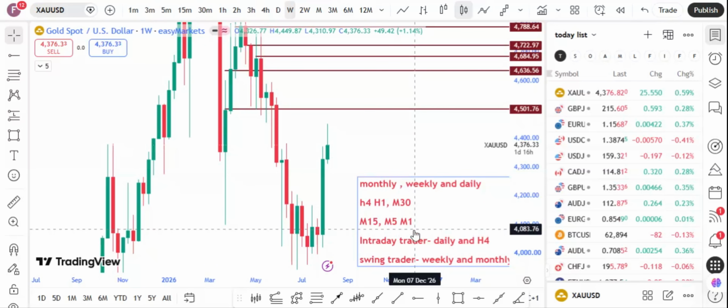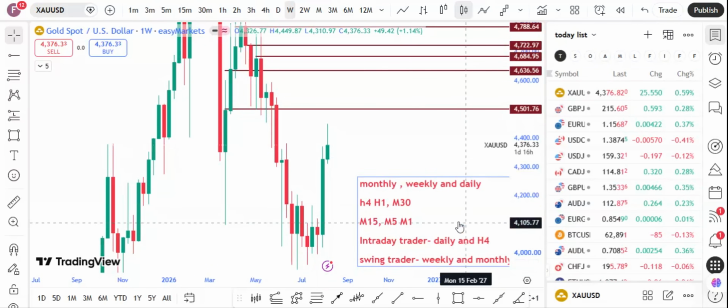So I'm going to show you how I combine both Malaysian support and resistance levels with engulfing candles to decide whether I am going to buy or sell. That's what I'm going to talk about, and how you decide if price reacts.